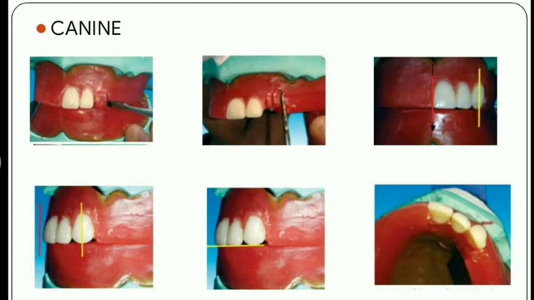And placing the canine. Here also the same: measure the canine, scoop out the desired amount of wax and place the canine. Here the long axis of the canine should be parallel to the vertical axis from the front view and also from the side view. This is the front view, it is parallel to the midline, and this is the lateral view. Here it is also parallel to the midline. And the cusp tip of the maxillary canine is placed in contact with the occlusal plane. And the tip of the canine corresponds to the CPC line.